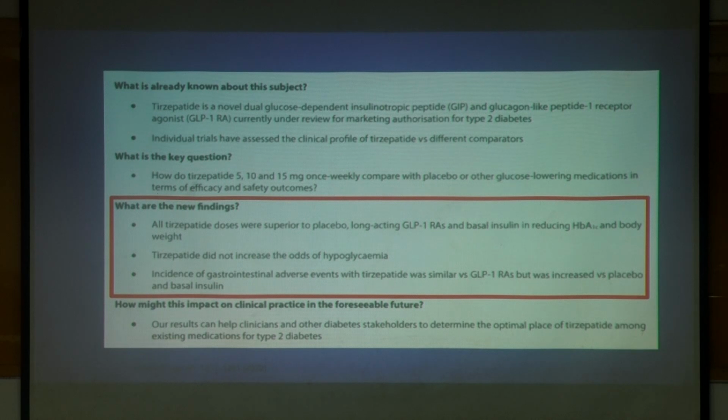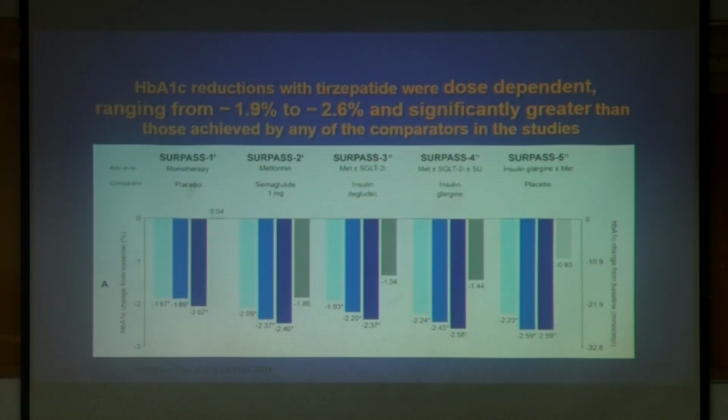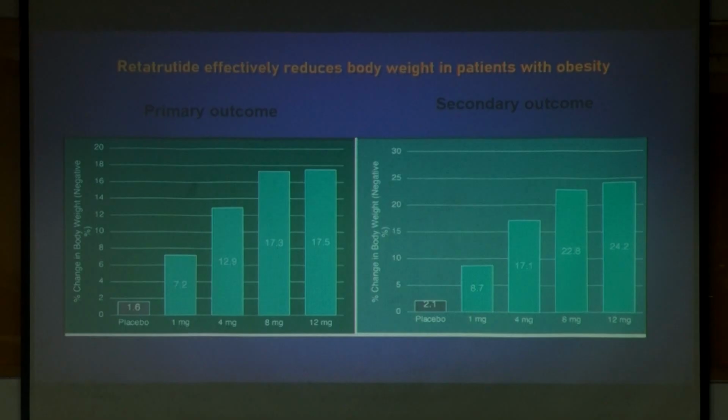So what are the new findings in addition for tirzepatide? The doses were superior to placebo and did not increase the odds of hypoglycemia, and the incidence of GI adverse events with tirzepatide was similar to other GLP-1 receptor agonists but was increased against placebo. These were the newer findings. And finally, they had significant reductions with tirzepatide, which was dose dependent ranging from 1.8 to 2.6, and significantly greater than that achieved by the other comparators.